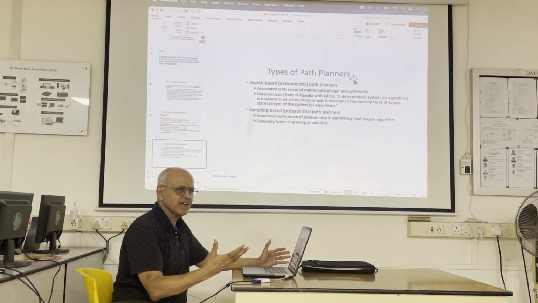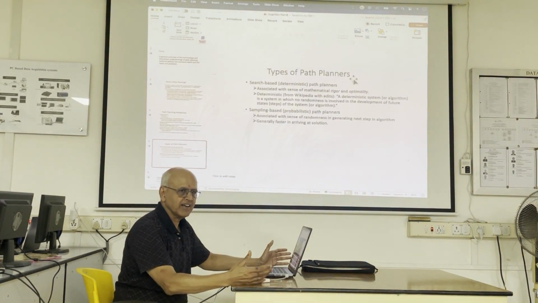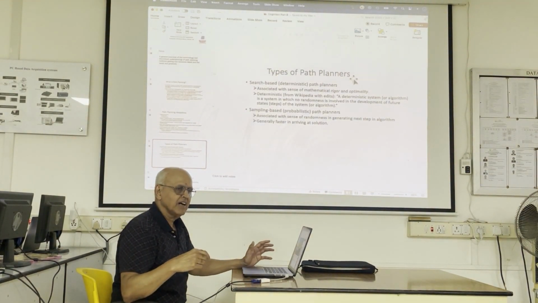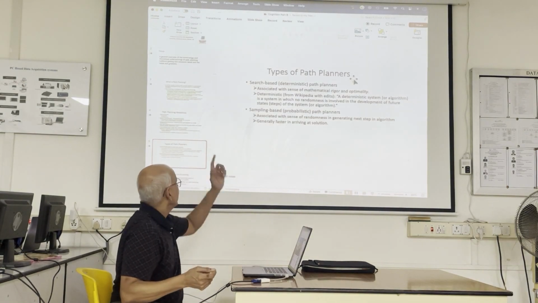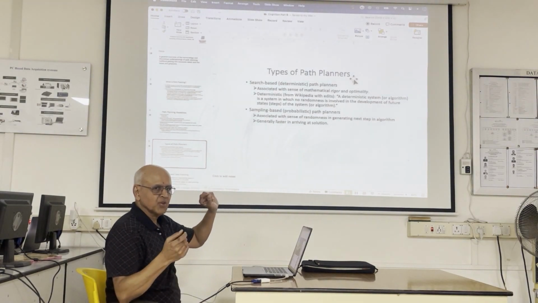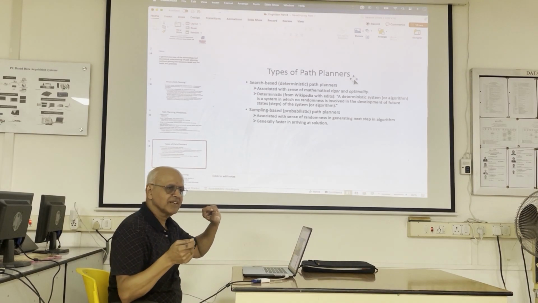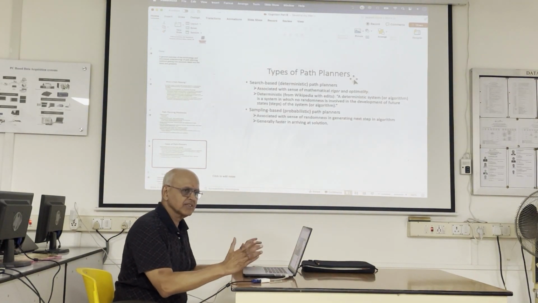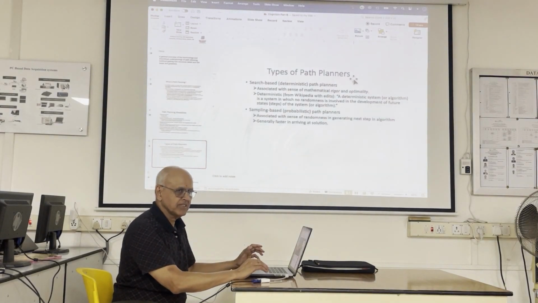But the question is, how many points do you throw there? Because if you throw too few, you will not get the optimal path. If you throw too many, you're going to make the algorithm as computationally intensive as the first category. So if you're going to use a sampling method, you better be careful about exactly how to figure out how many points to use. Otherwise, you might as well do the deterministic approach.